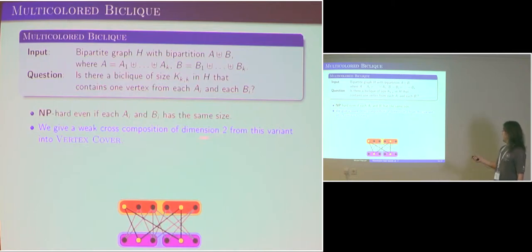So now we give a weak cross-composition of dimension 2 from this problem to vertex cover.